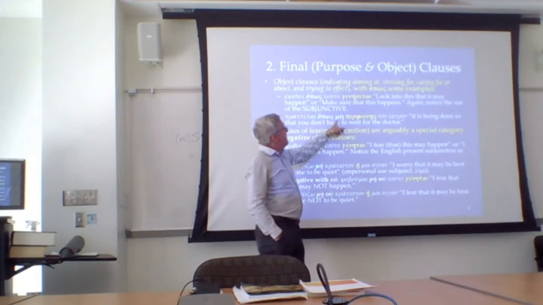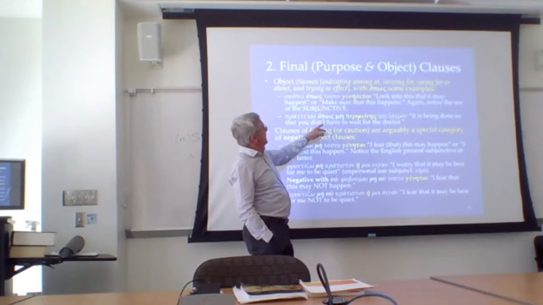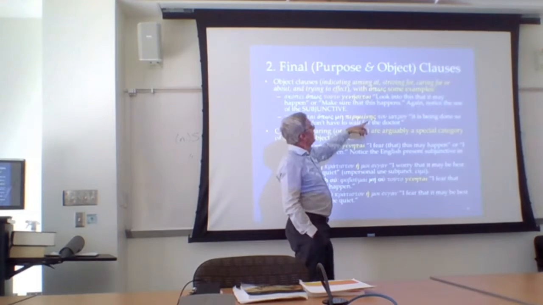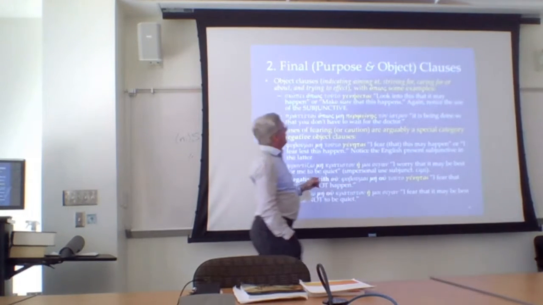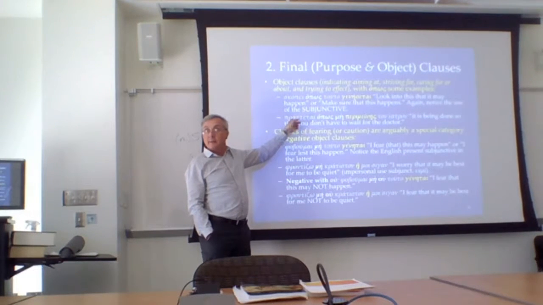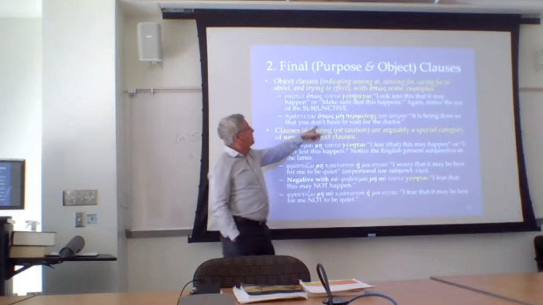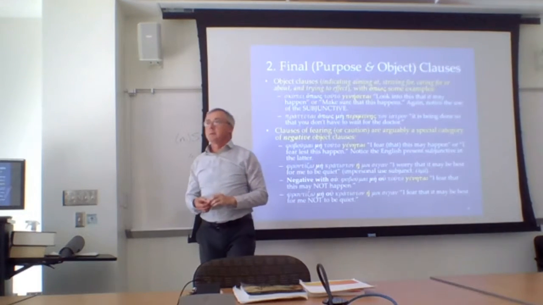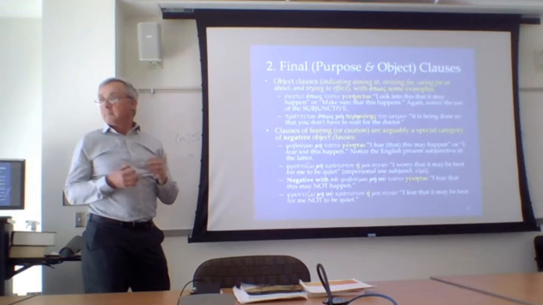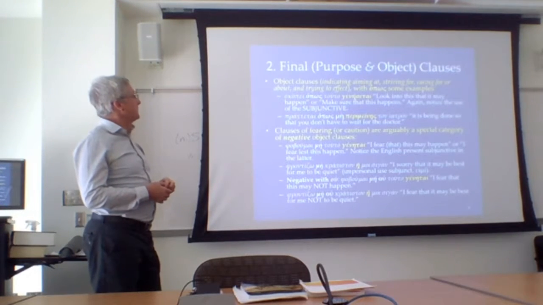Prattetai hopos mē, giving you a negative here, perimenēs, notice the lengthening of the thematic vowel, ton iatron. It is being done, being carried out, so that you don't have to wait for the doctor. So you use mē with your finite forms here.